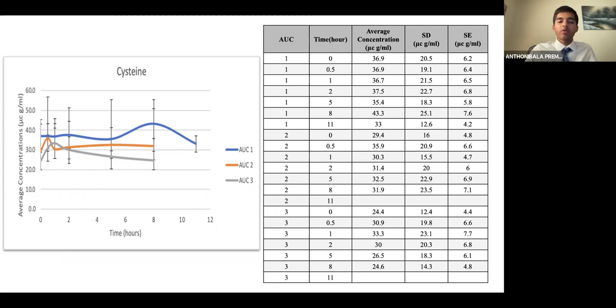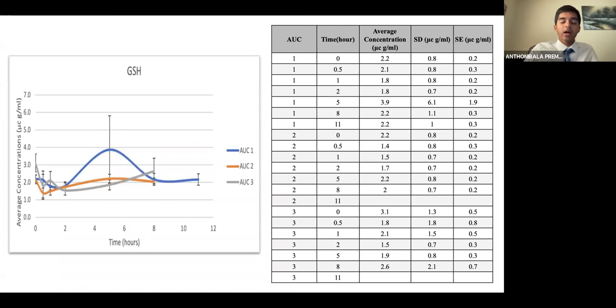Collecting blood samples more frequently throughout each stage of the transplant may potentially show how the NAC infusions are influencing cysteine concentrations.